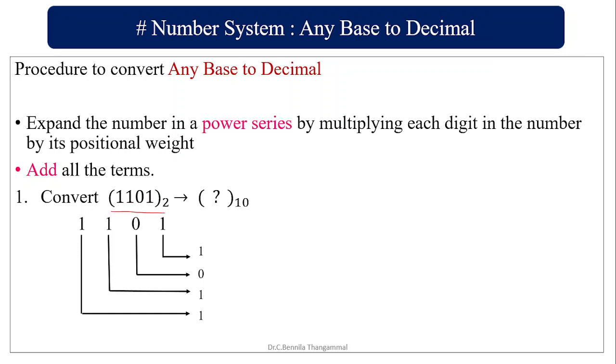So 1 into 2 power 0 is 1. Anything power 0 is going to be 1. So 1 into 1 is 1. Then the next, the second weight, is 2 power 1.